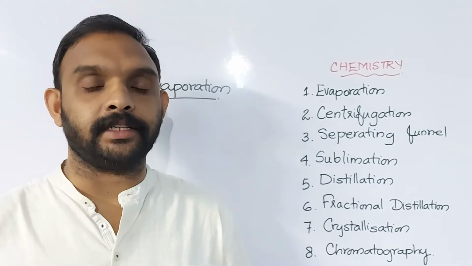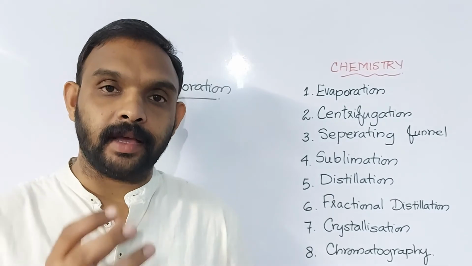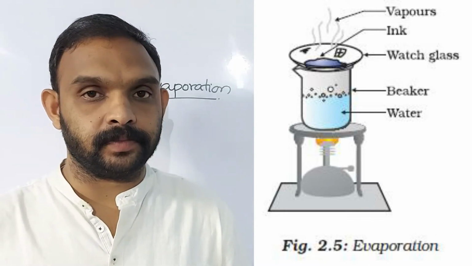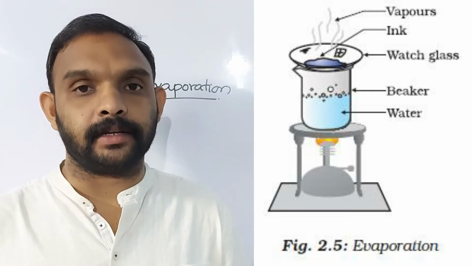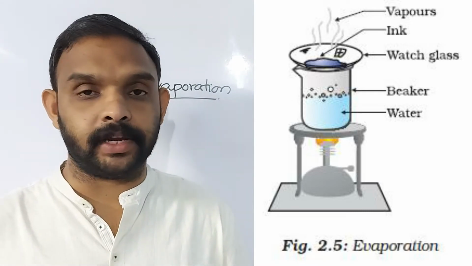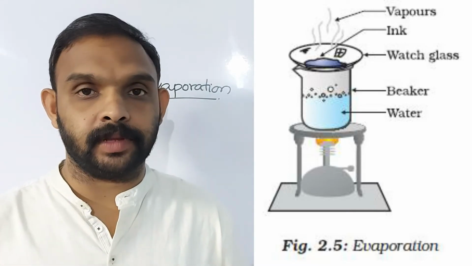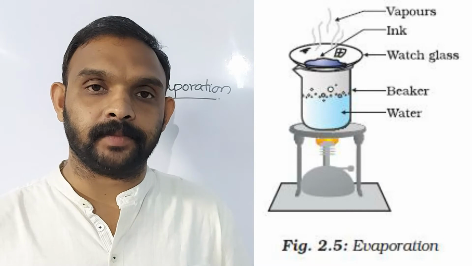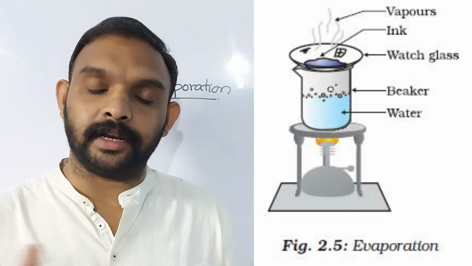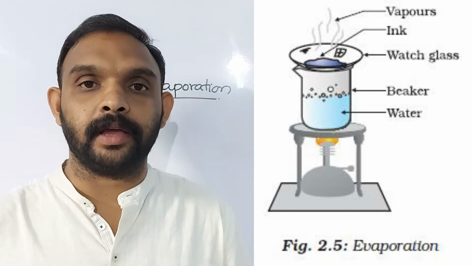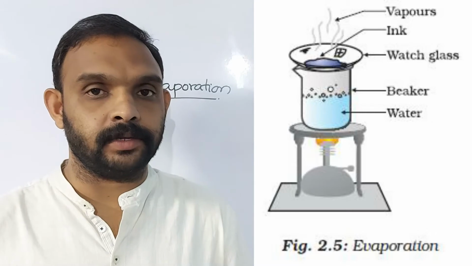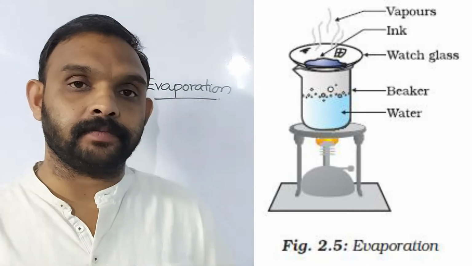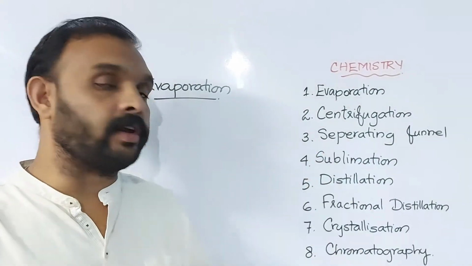To prove this, we have an activity. In this activity, we will take blue or black ink and we will slowly heat it with the help of a water bath. And when you start heating, you can see that the water present in the ink will slowly get evaporated. After evaporation, we can see the dye of the particular ink which we have taken. So we can say that an ink, whether it is blue, black, red or green, whatever it may be, is a combination of a dye and water. So we can separate dye from water, dye from ink, with the help of the evaporation method. Clear?